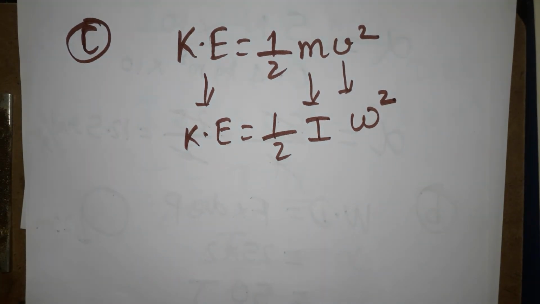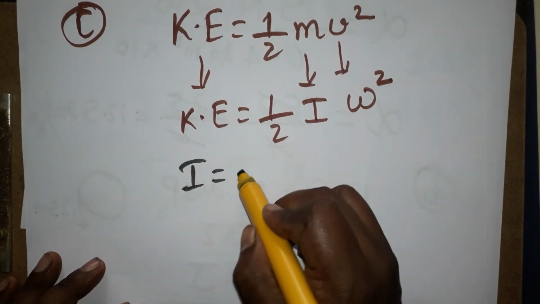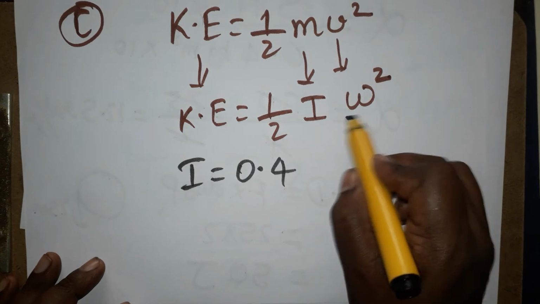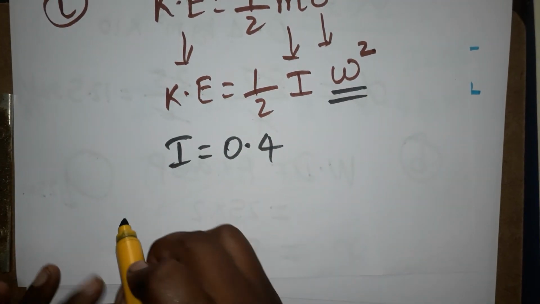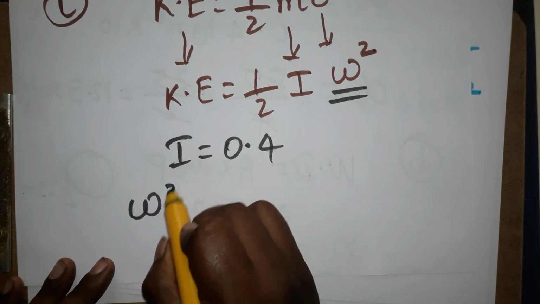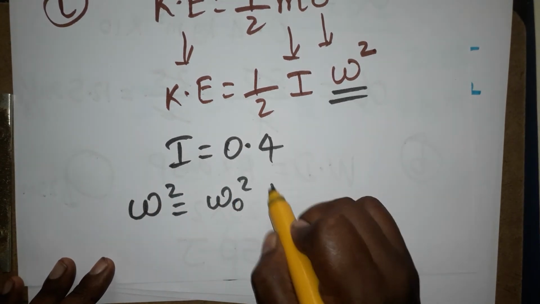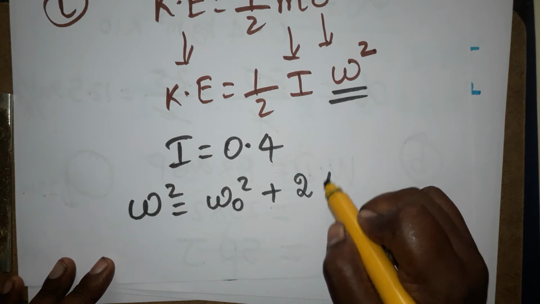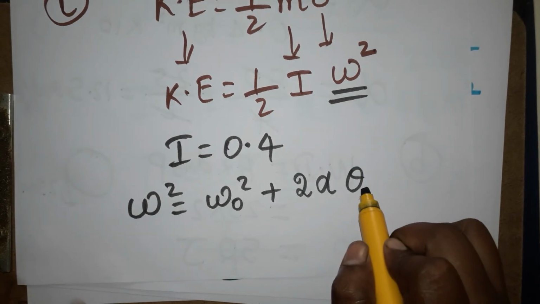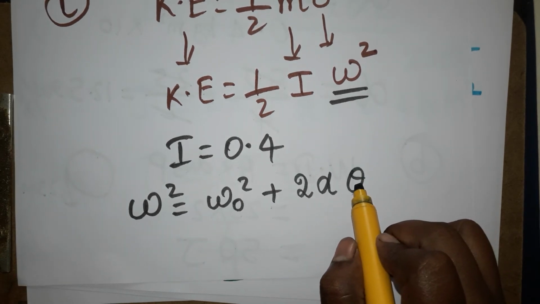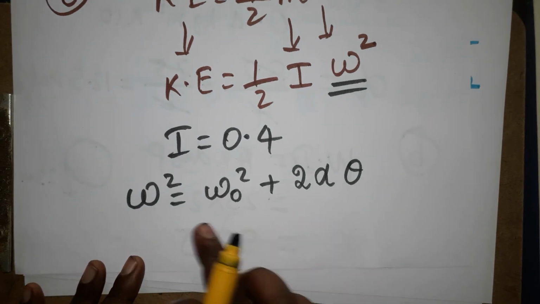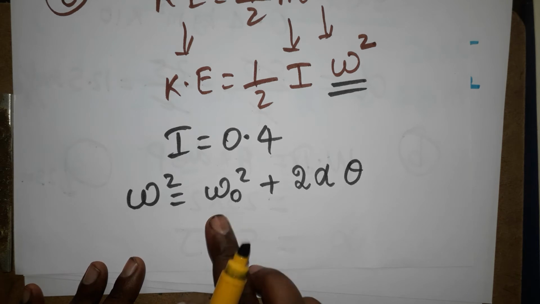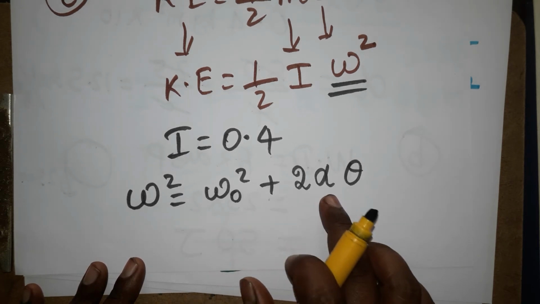From this we know inertia is going to be 0.4. But what about the angular velocity? We don't know the angular velocity. So I am taking the equation of motion: omega square is equal to omega naught square plus 2 alpha theta. Why I am taking it like this? Because initially it is 0, and 2 times alpha we already know.